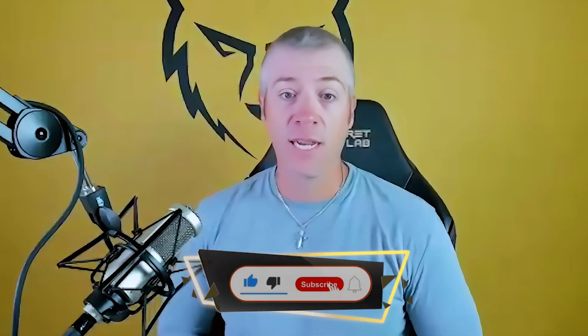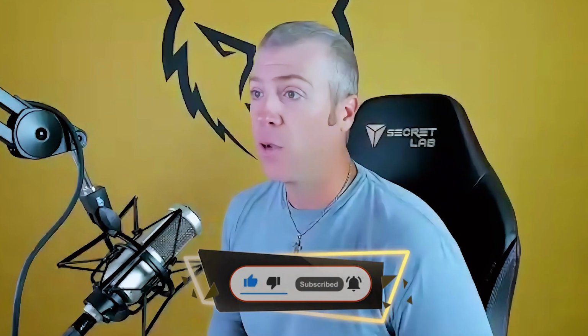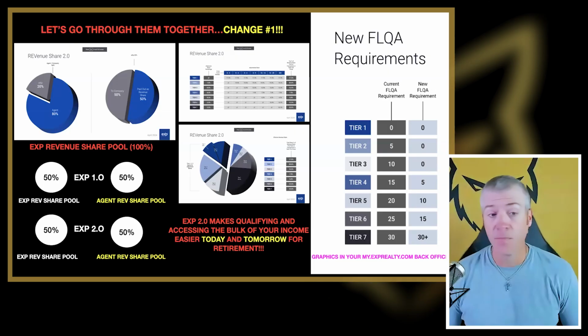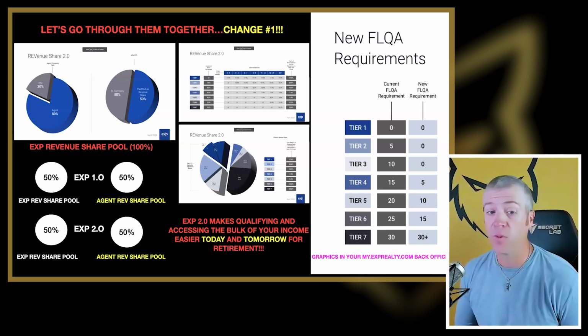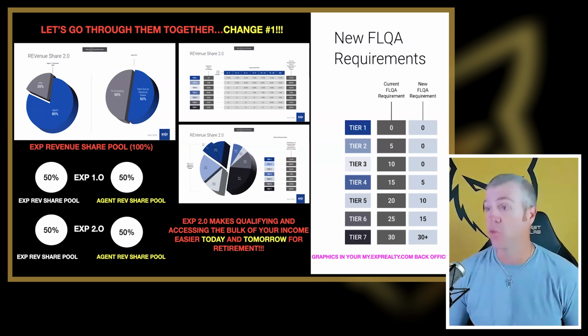So if you look at the left side, guys, so before eXp was on a 50-50 rev share split. So if you look right there at the top, the eXp rev share pool was 100%. The 1.0 version, if $1 million came in, $500,000 went left, $500,000 went right. So it was a 50% to eXp, 50% to the rev share pool for the agents to get dispersed across the 7-tier model for all the agents in the company.